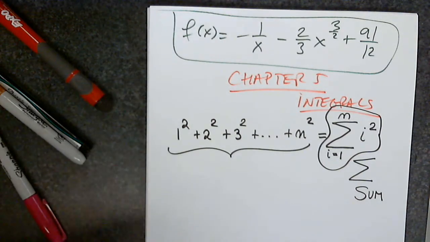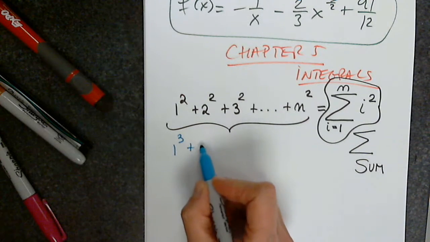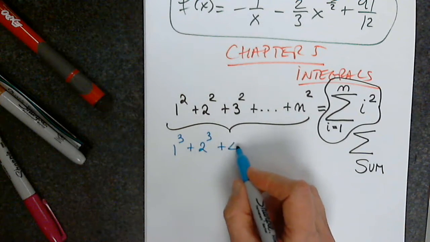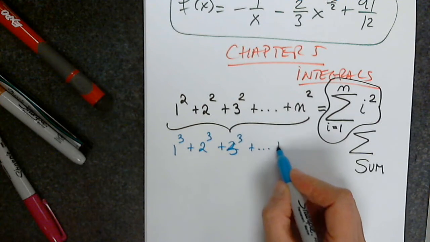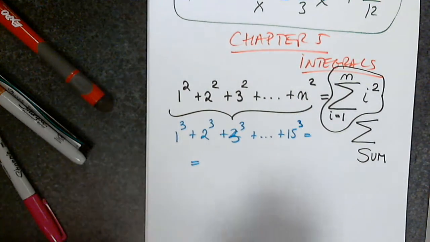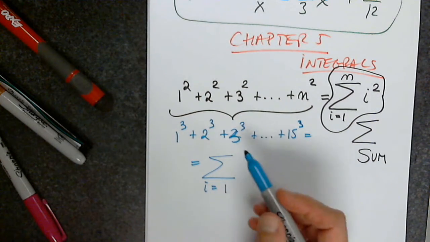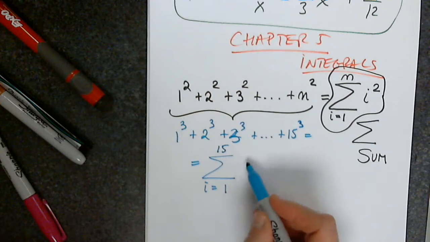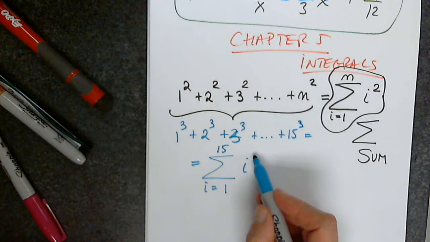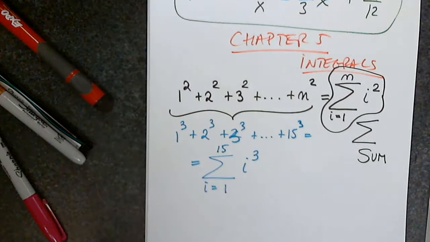Now, I would like you to tell me how to write this using the summation notation. That's it. So that's the elegant way of writing 1 to the third plus 2 to the third plus 3 to the third plus ... 15 to the third. You got it.